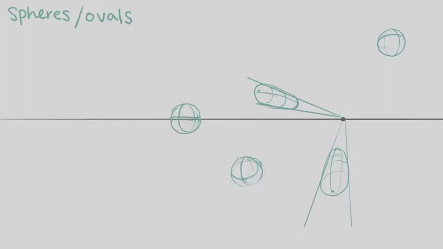Spheres are by far the easiest of any of the objects. They look the same above and below the horizon line. You'll just see the bottom portion or the above portion. And if it's an oval shape, it'll just kind of follow the cylindrical ideal.